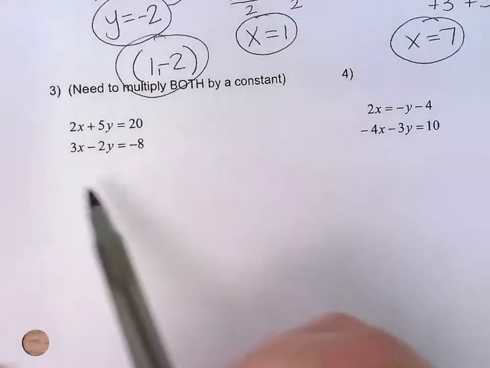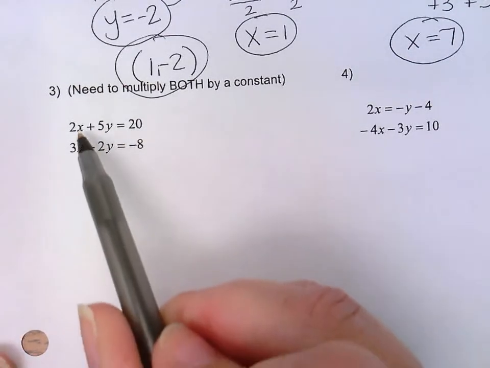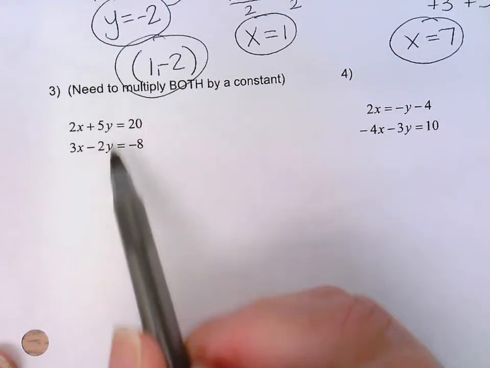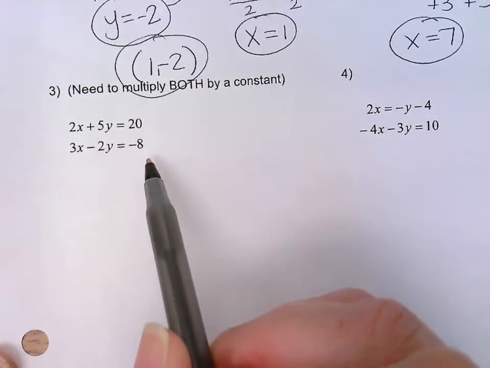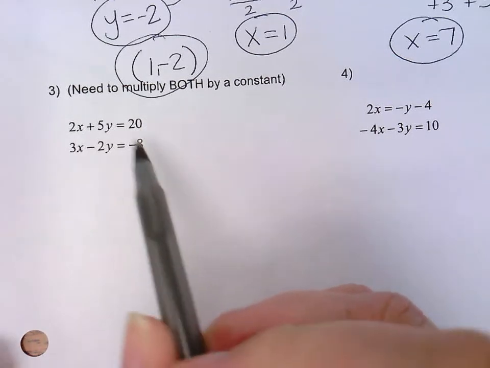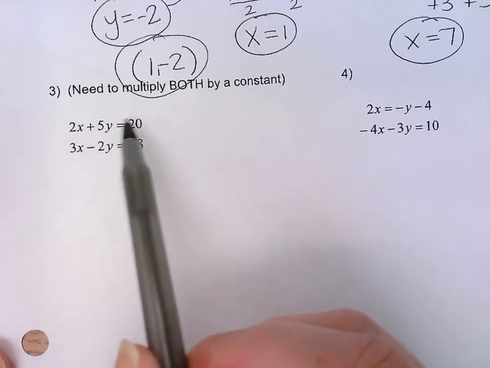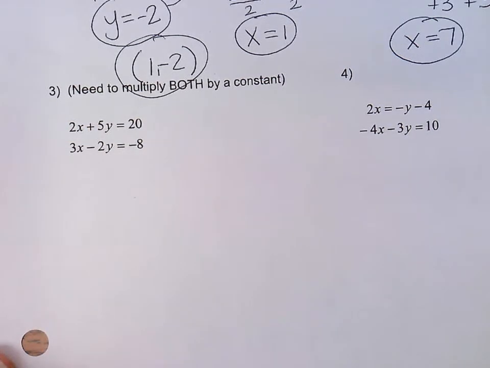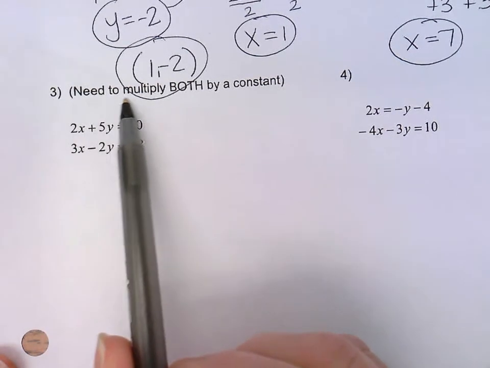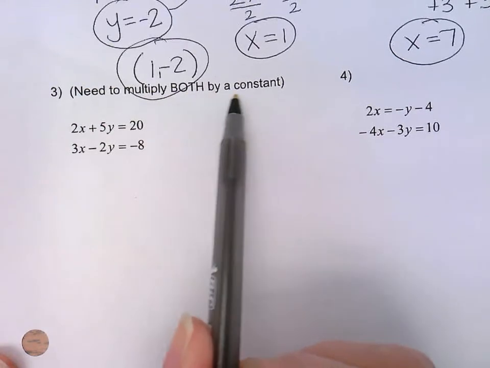Okay, so my next example, I've got my x's lined up, my y's lined up, my constant and equal sign lined up, but there's nothing that I can just multiply one of the equations by. So the hint is I'm going to need to multiply both of my equations by a constant.